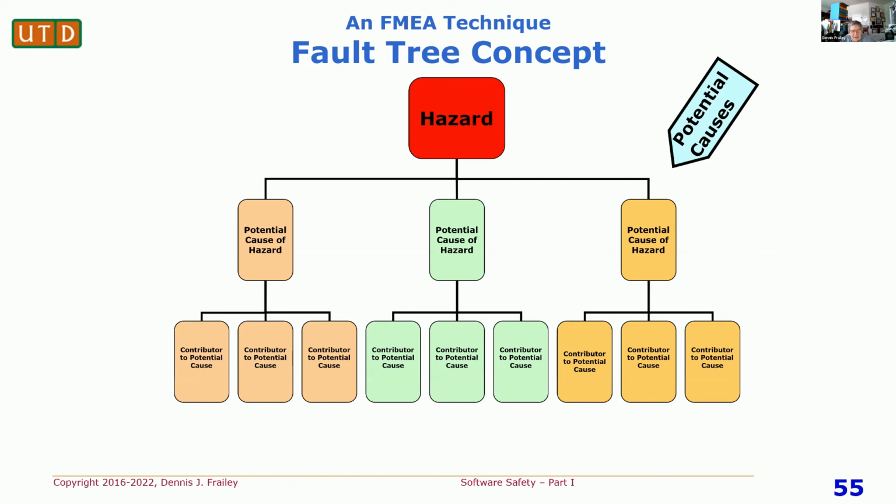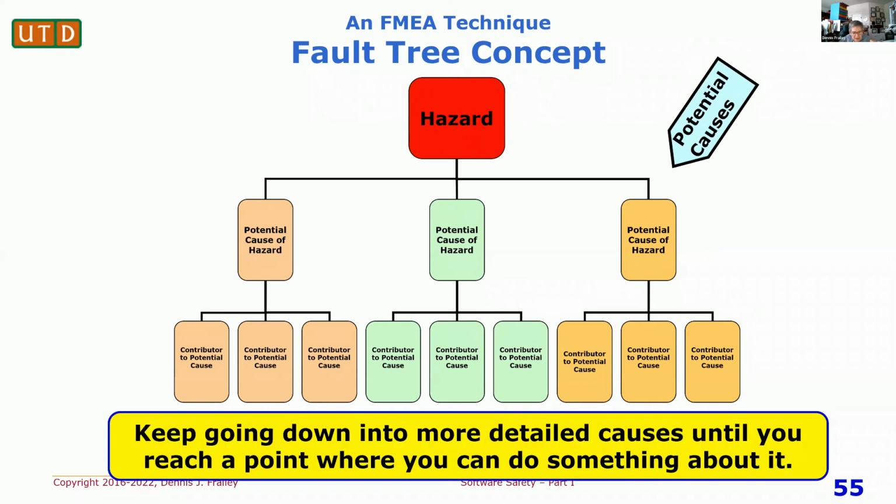And the idea is you continue down this tree until you get to something that you could actually do something about. You could modify the code to prevent that from happening or keep it from being too big or whatever it might be, for example. I've only shown 3 levels of tree because of the size of the slide here, but the idea is you go down to as much detail as you need until you get to something where you say, I can do something about that.